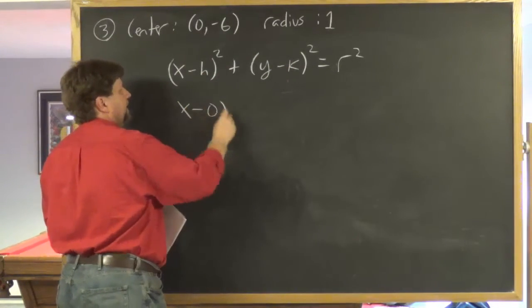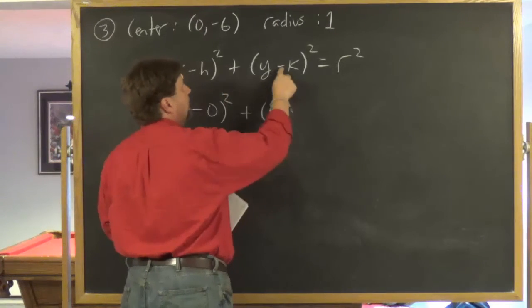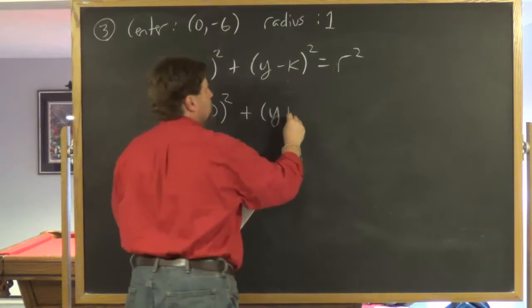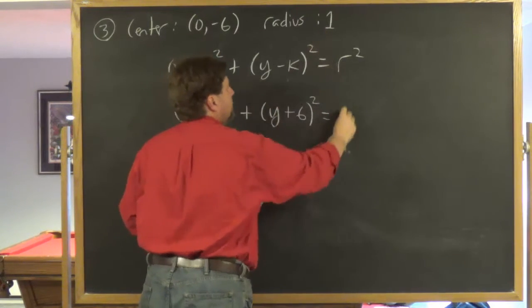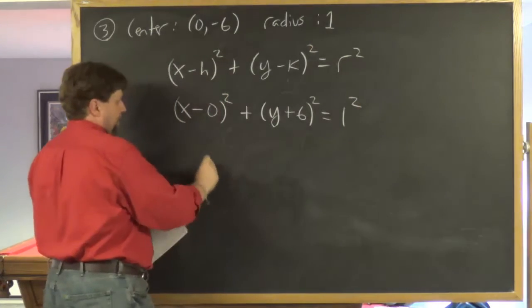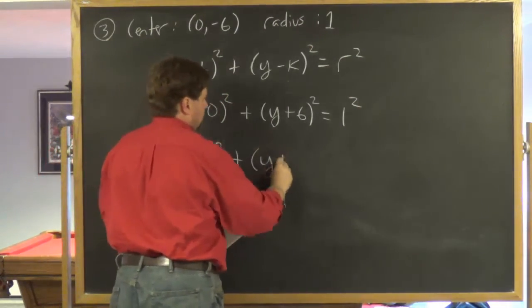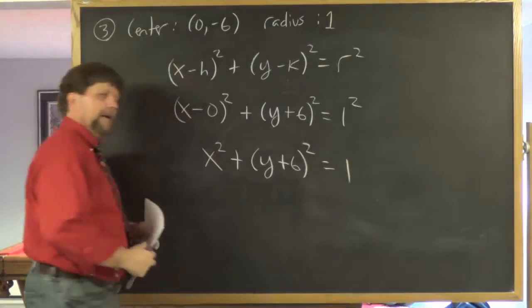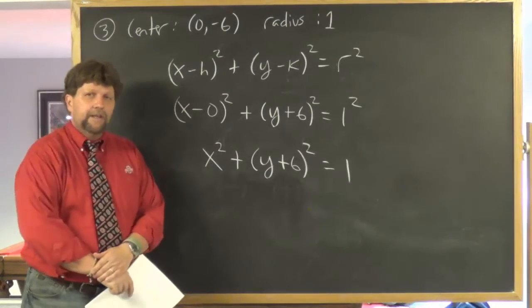That gives us (x - 0)^2 + (y - (-6))^2. So y minus negative 6 is y plus 6. And r is 1. So, cleaning this up a little bit, we get x^2 + (y + 6)^2 = 1. That's the equation of the circle. And that's all there is to number 3.